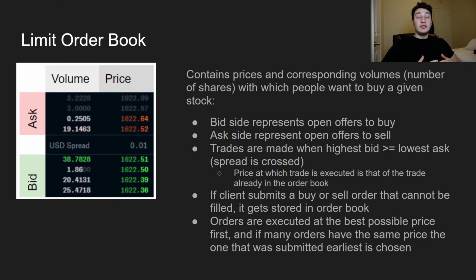And there are a few rules for how new potential trades coming in would actually get filled. So as you can see, we have our bid and ask side of the book, and a trade is going to be made if the highest bid is greater than or equal to the lowest ask, meaning that the spread has been crossed. The spread is the term for the difference between the lowest ask and the highest bid. So when they cross, it means that someone is willing to pay greater than or equal to the amount that someone is willing to sell at. And so a trade is going to be initiated, and that volume is going to be removed from the order book.